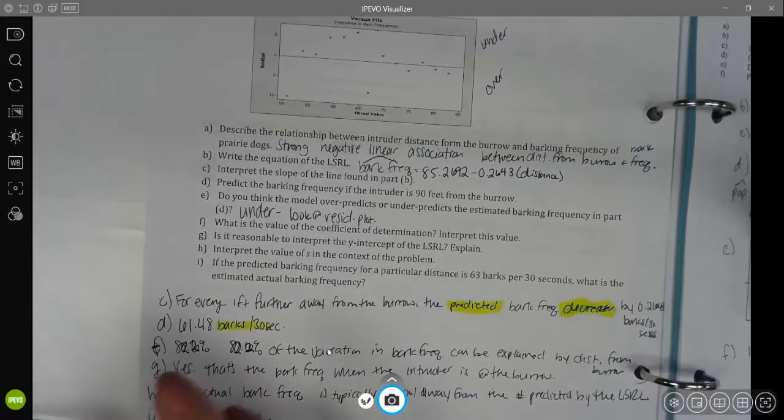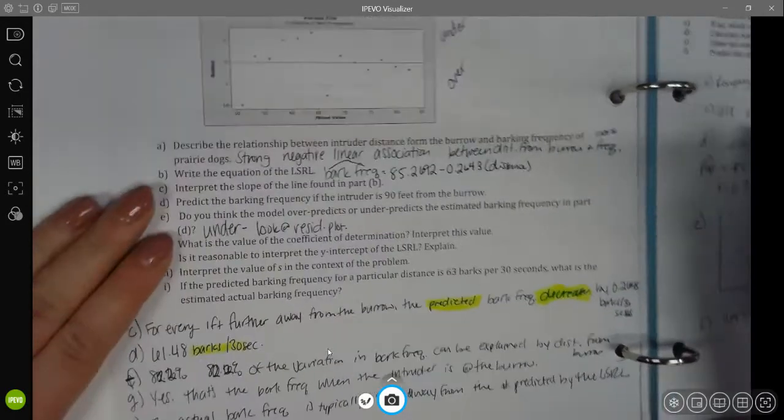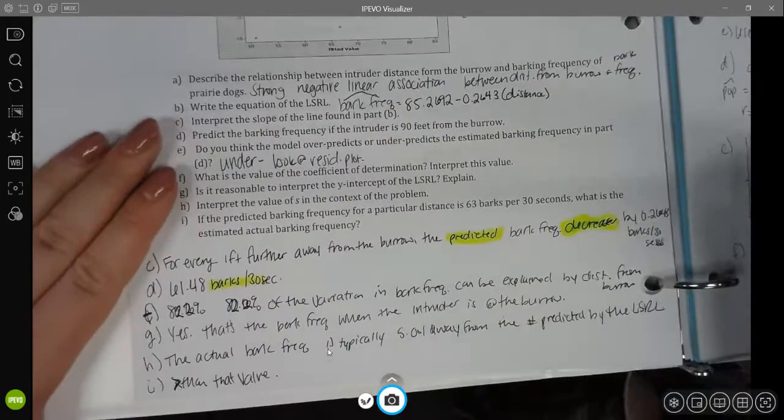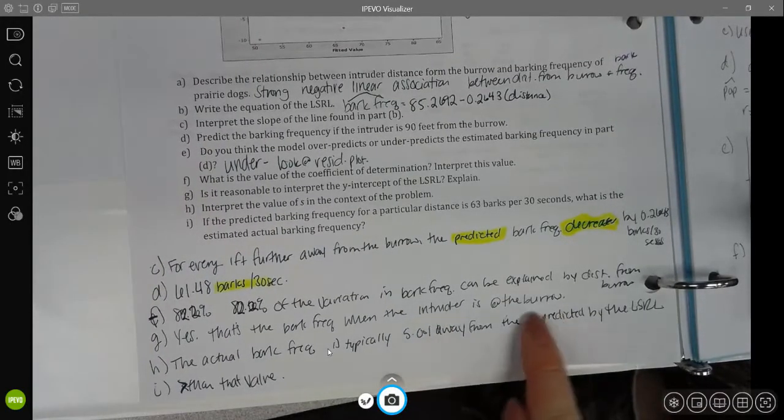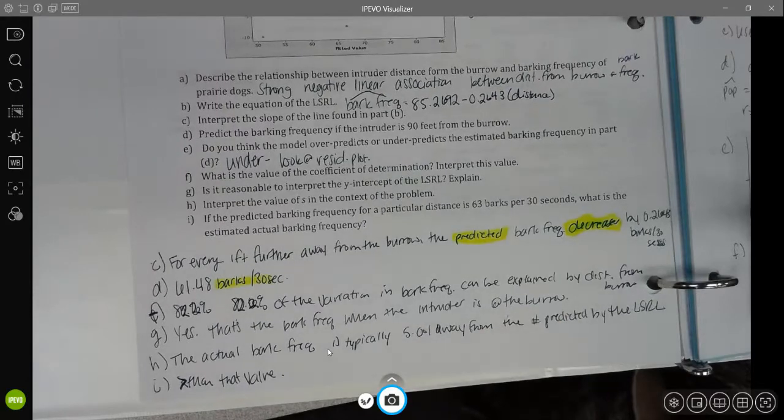Alrighty, moving on to part G. Is it reasonable to interpret the y-intercept of the least squares regression line? And explain why. So the y-intercept, let's think about what that means for a second. That is when the x value is 0. So x in this case is distance. The distance would be 0. The intruder is at the burrow. They're right there. So yes, the y-intercept in this case does make sense. That would be the frequency of the barking when the intruder is actually at the burrow.